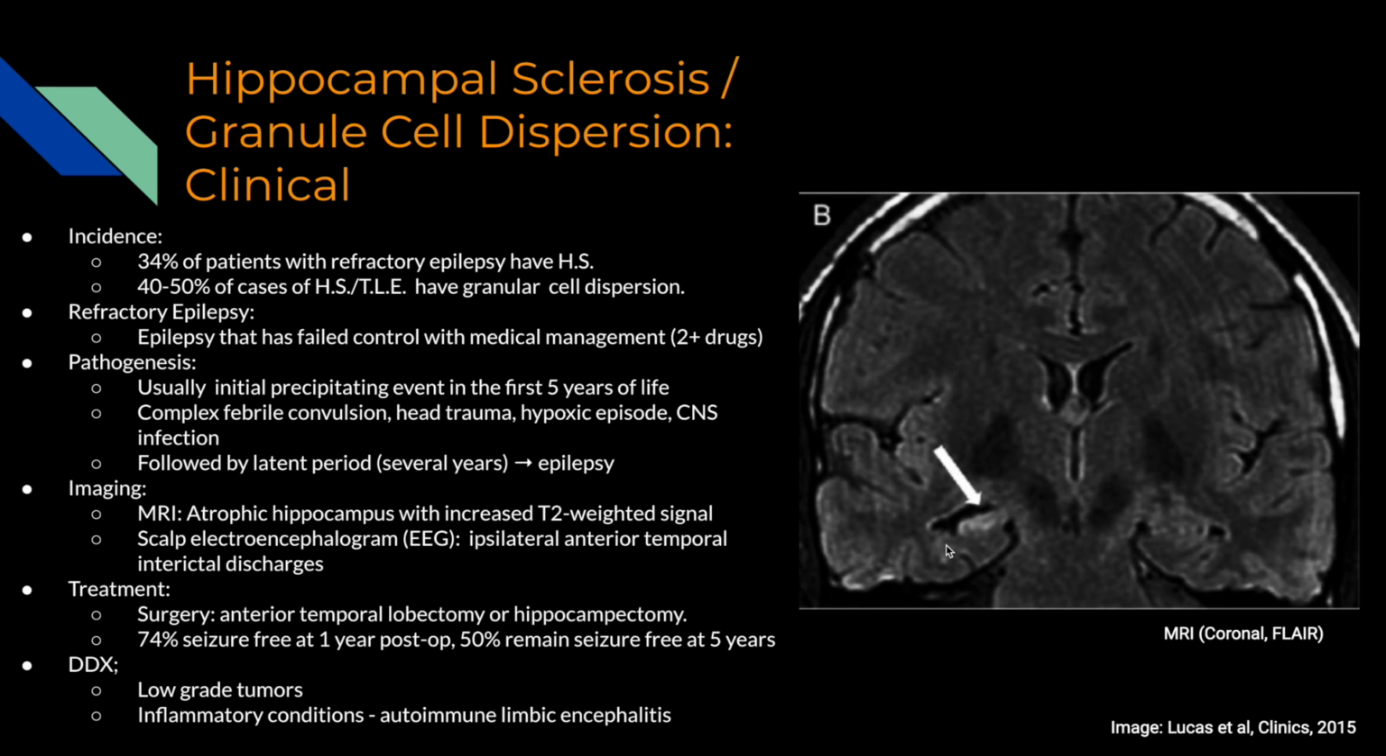Some things to keep in mind are, of course, the differentials. You can have low-grade gliomas and inflammatory conditions that can also cause refractory epilepsy. So really, that's our goal when we get these specimens, is to confirm the hippocampal sclerosis, but also rule out other conditions that may be masquerading as a focal, localized epileptogenic focus.